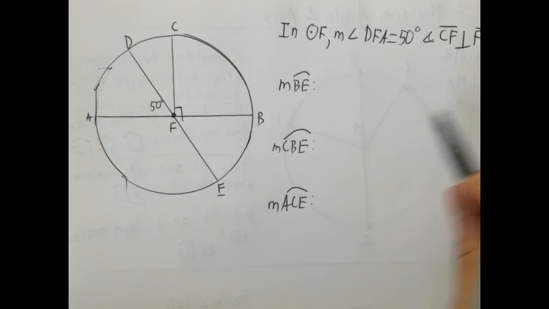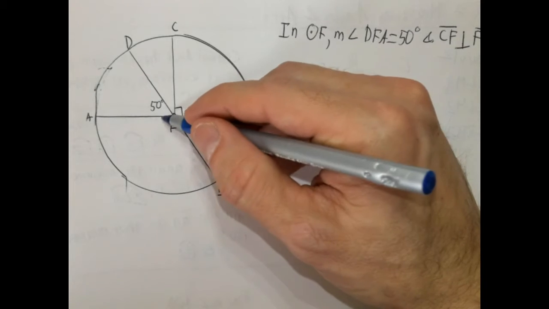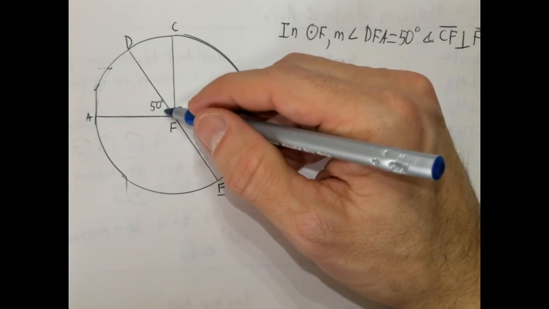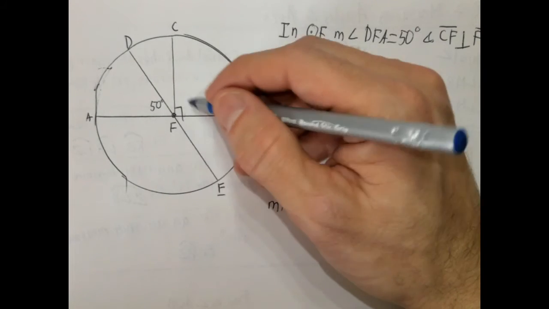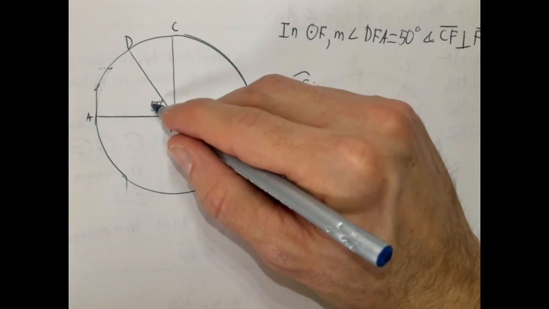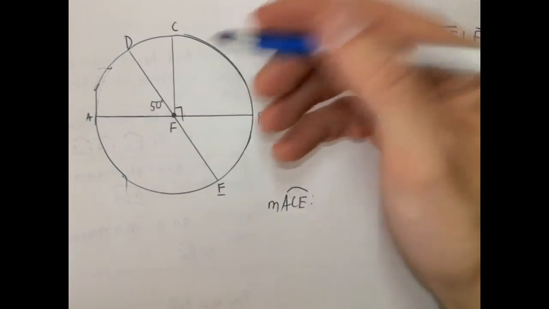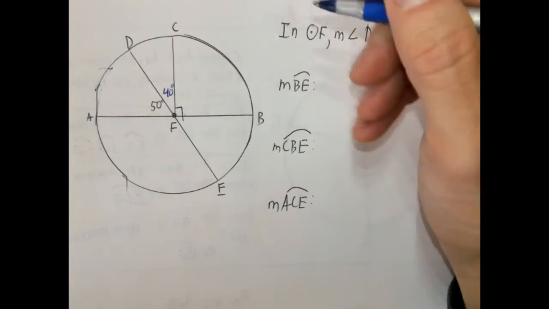So, okay, let's start with this. We know that this is 90 degrees. We know that these two angles therefore have to be complementary. They have to add up to 90 because overall this would be 180. So we just subtract this from 90. What's 90 take away 50? That's going to be 40. So this is 40 degrees.